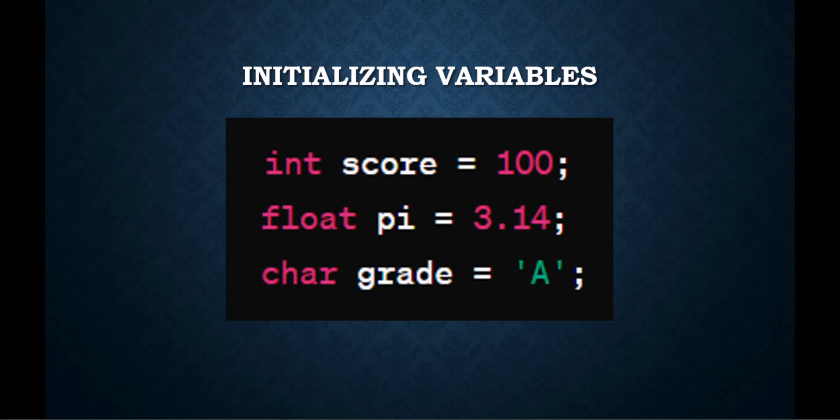Once you declare a variable, you can initialize it with a value. For example, int score equals 100, float pi equals 3.14, and char grade equals capital A.